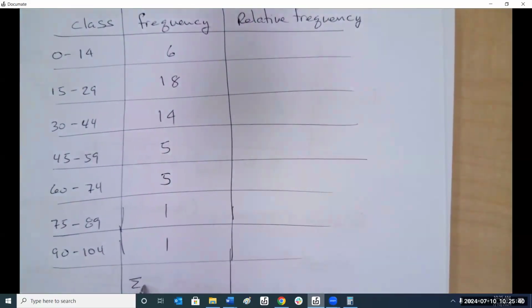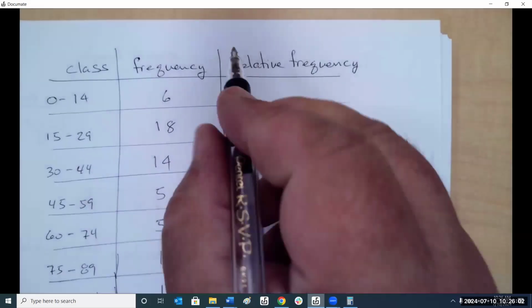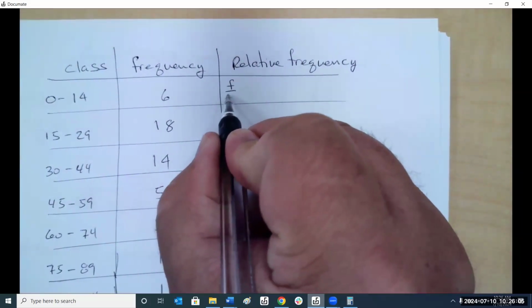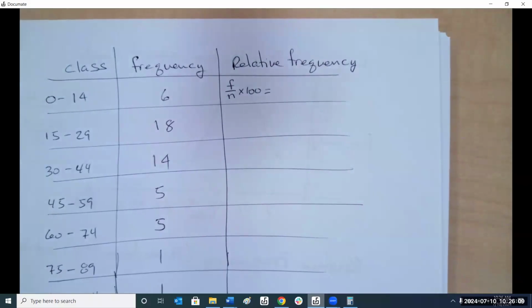Remember, first thing we did is after we create frequency, the summation of all of our frequencies is our n, which should be 50. We have to know this number. Why do we have to know the n number? Exactly. To find the relative frequency, we need the frequency divided by n times 100. That's the formula for the relative frequency.